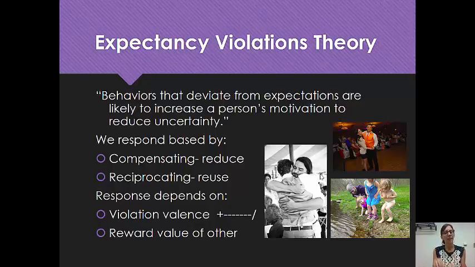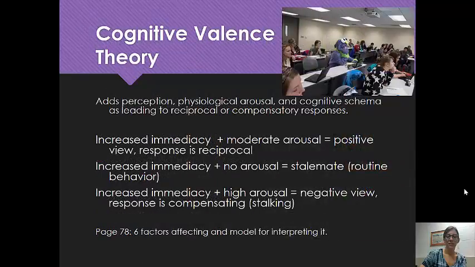So let's add a layer to expectancy violation theory, because outside of expectancy violation theory, there's probably other things you're thinking about when it comes to this stuff. I'm sure you have other questions. You're thinking, but there's probably context. There's probably an attitude. There's how I feel about it. There's all these things coming into play, and you'd be right. That is what's called, if I get my next slide to pop up, cognitive valence theory.